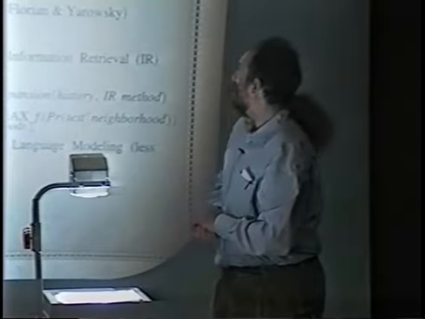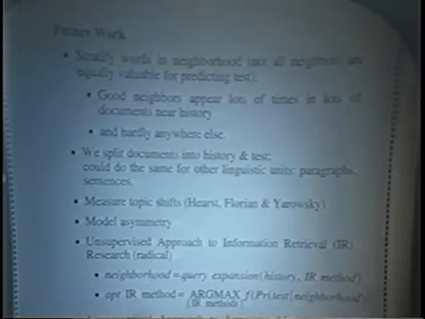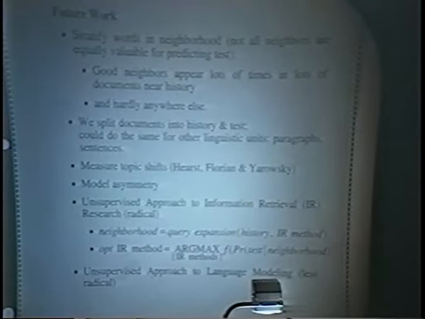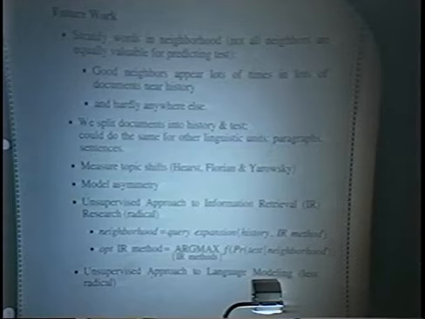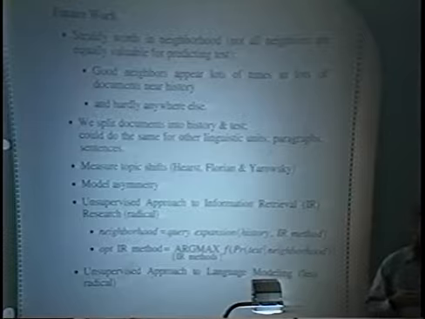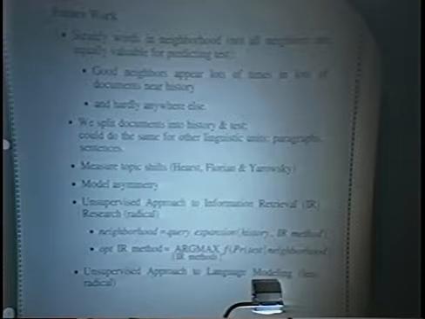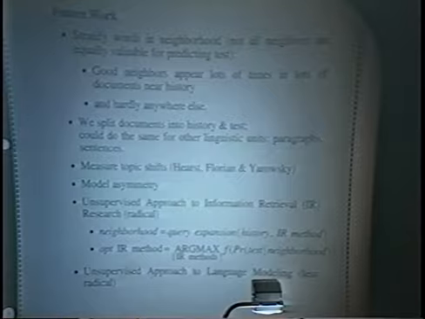Now, I think this work opens more questions than it answers, so there's a lot of future work. One idea that we mentioned earlier is to stratify the neighborhood so that not all neighbors are equally good. Good neighbors are words that appear lots of times in lots of documents near the history and hardly anywhere else. Bad neighbors appear almost everywhere, hardly elsewhere and not there. You could imagine having k degrees of good neighborness and split out that neighborhood cell into case rows.